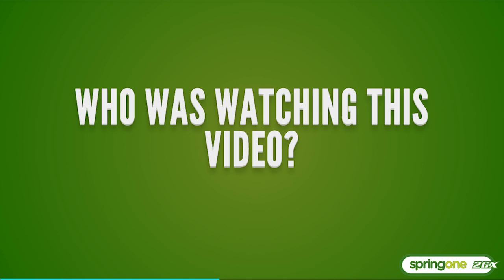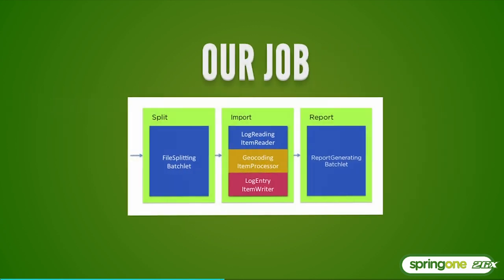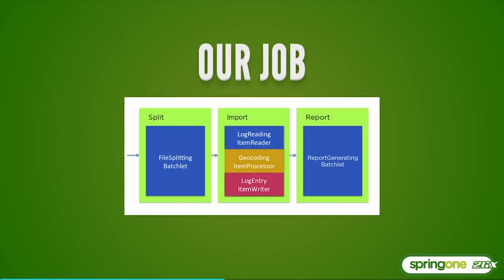I wanted to know this. So what we're going to do is we're going to build a job. And this job is going to figure out who is watching this video. We're going to create a 3-step job. First step is a split. Now, the job we're going to build doesn't actually use the split. It's something that in the future we would be able to use. I'll explain why in a bit. But what we're going to do is take the file we're going to use and split it up into smaller files.